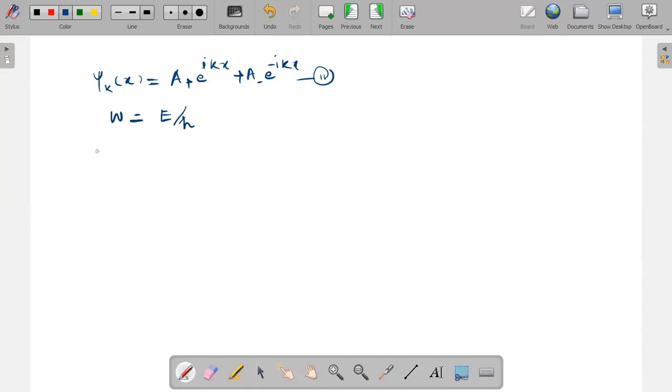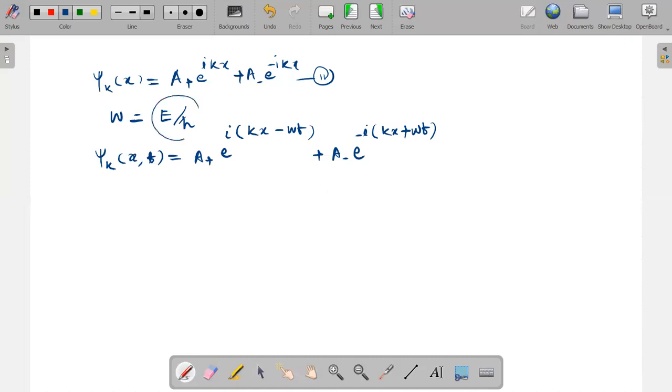We will write psi of x comma t equal to a plus e raised to i kx minus omega t, plus a minus e raised to minus i kx. Here instead of minus we can write plus omega t. Okay? But omega is equal to E upon h cross. We will put it here like this.